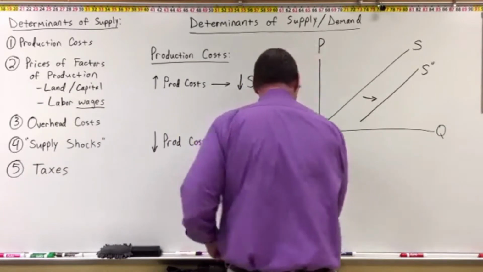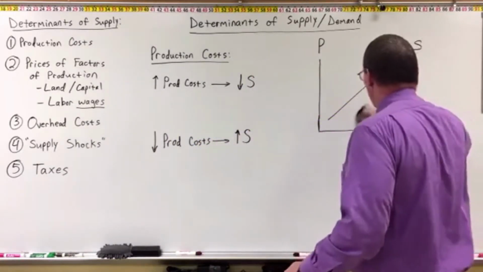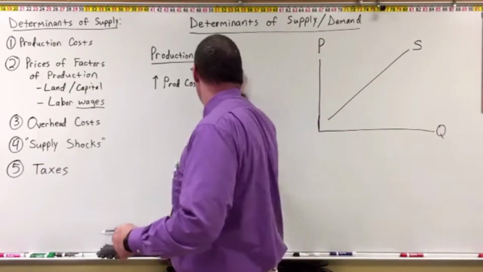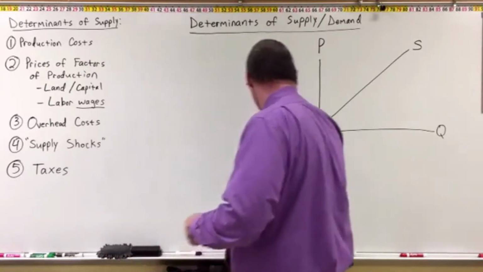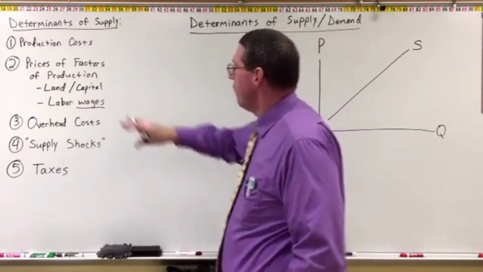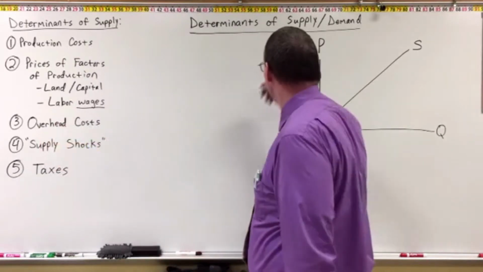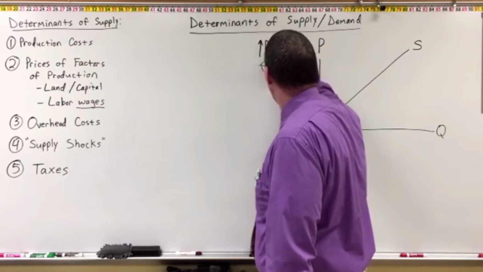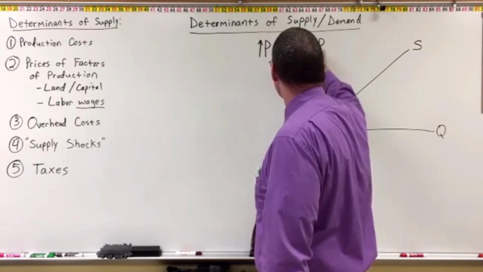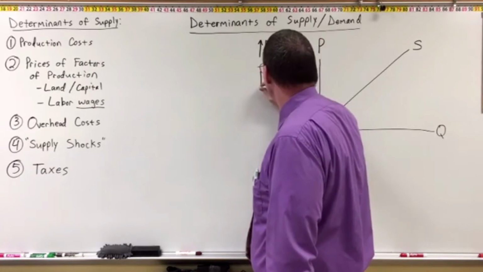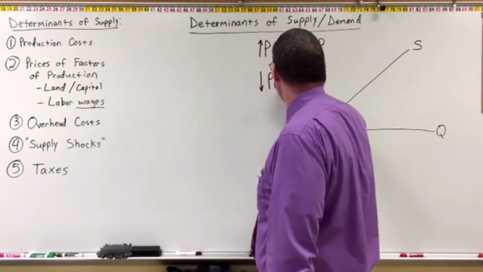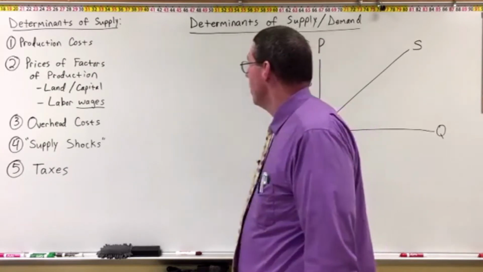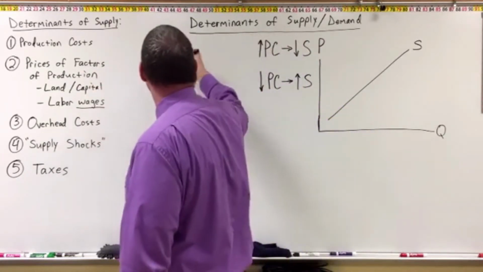Okay? All right. Now let's move on. Here's what I'm going to do: I'm going to put production costs on the side, because we're going to filter all of these things through production costs. So over here, I'm going to say that an increase in production costs leads to a decrease in supply, but a decrease in production costs leads to an increase in supply. All right? So now let's talk about prices of factors of production.